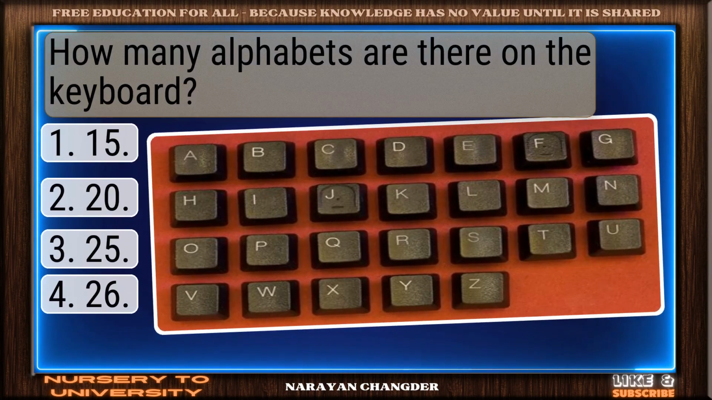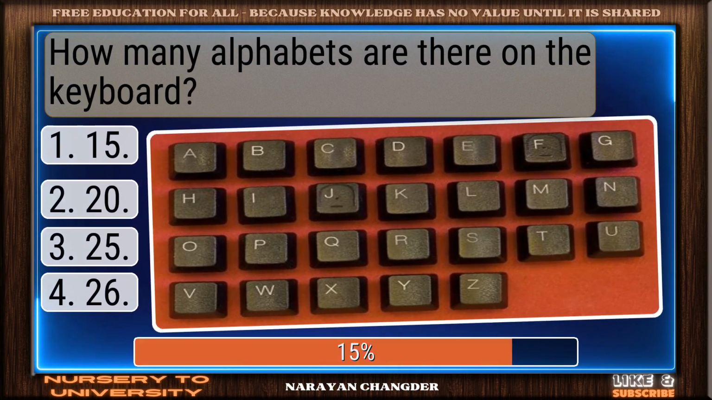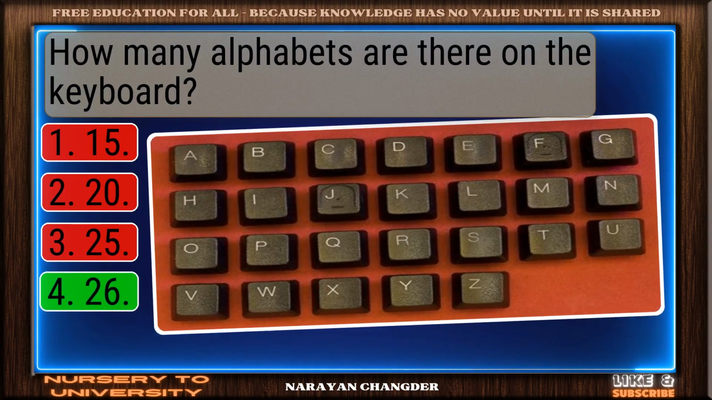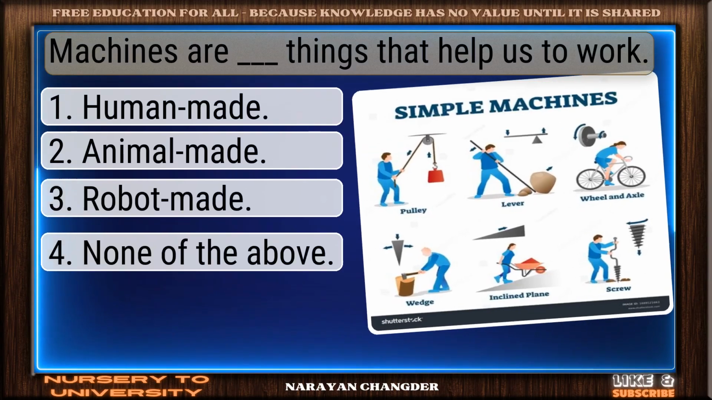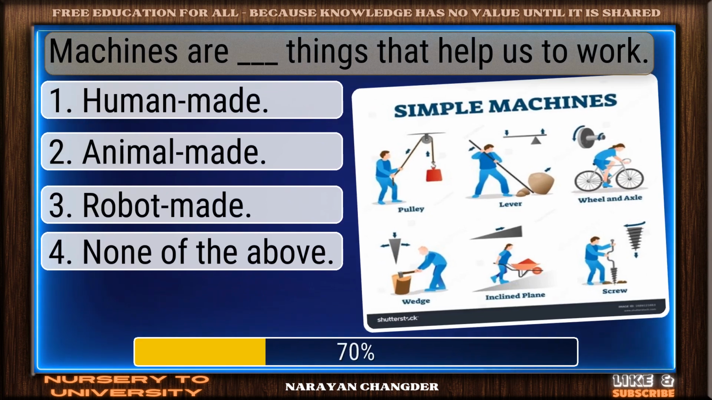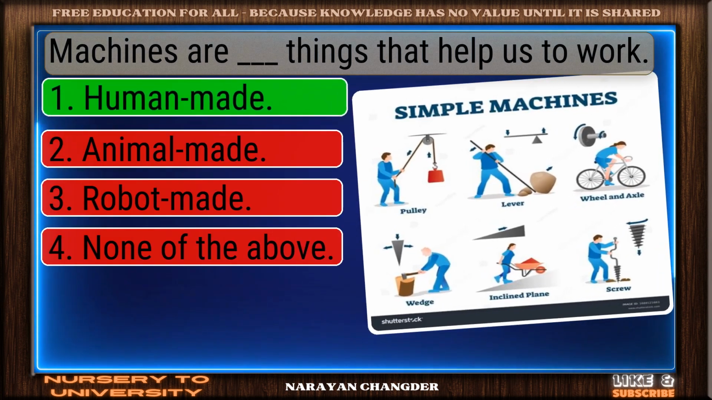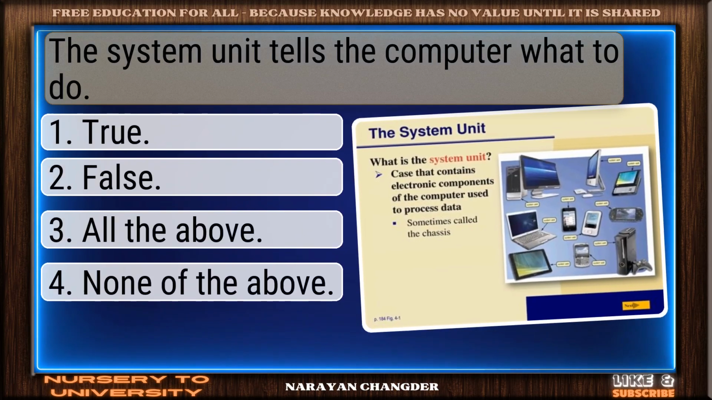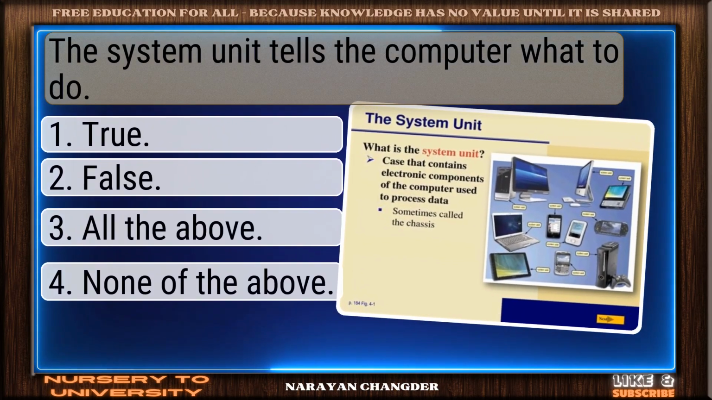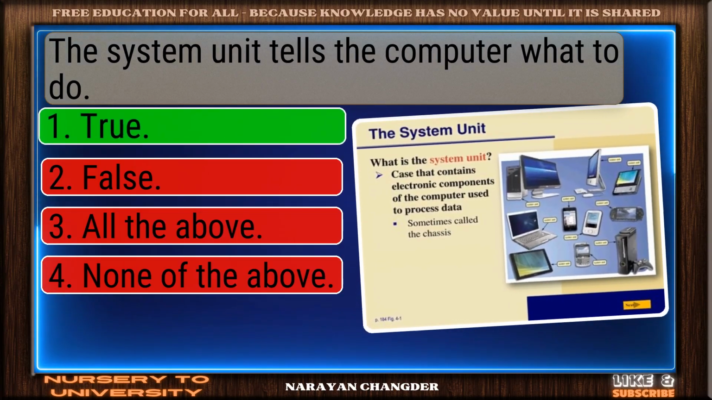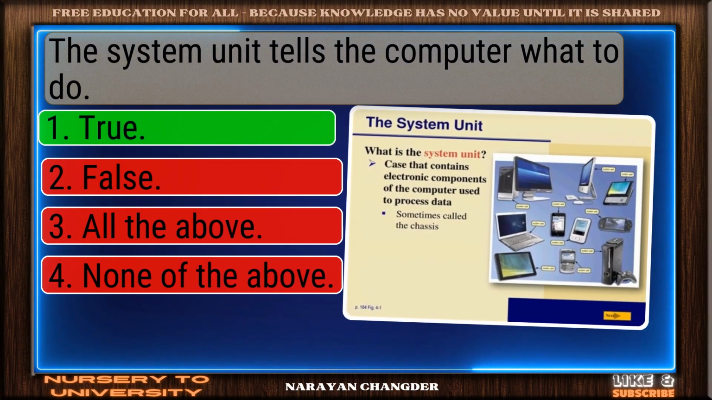How many alphabets are there on the keyboard? Great job. 26 is accurate. Machines are dash things that help us to work. Smart pick. Human-made is correct. The system unit tells the computer what to do. Well picked. True is correct.